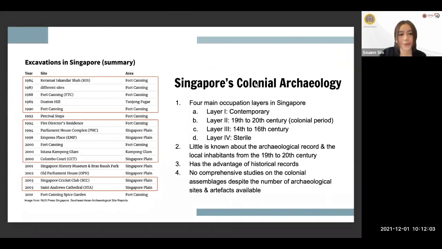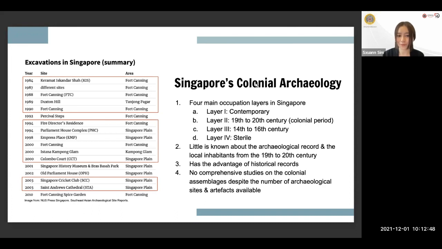But what is perhaps not really talked about or studied is colonial archaeology. People don't really know that we have 4 main occupation layers in Singapore as well. Layer 1 dates to the contemporary period, layer 2 dates to the 19th to 20th century, which is the colonial period, layer 3 dates to the 14th to 16th century, and layer 4 is sterile. Existing archaeological studies in Singapore have typically focused on the 14th to 16th century, which is layer 3, while colonial archaeology in Singapore remains notably understudied.